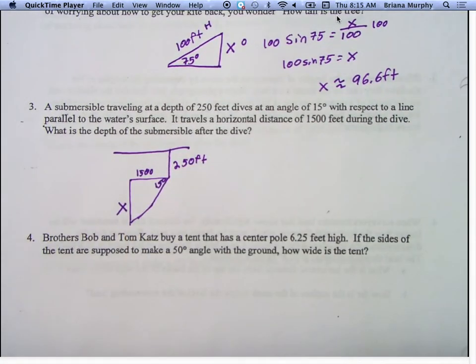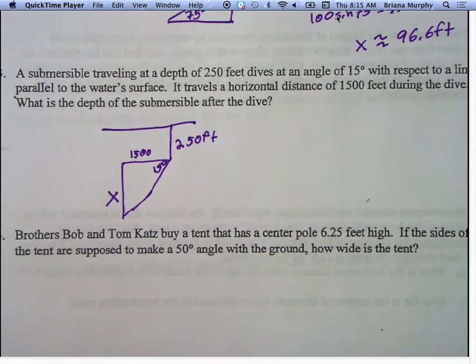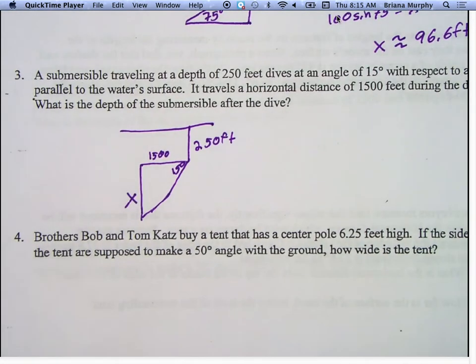Okay, so this one got really weird because we're underwater and we're already under 250 feet. Well, we're underwater, so as long as we say so many feet underneath the water, that's kind of like saying negative. So what we're going to do is figure out what x is, and then whatever it is, we have to add 250 feet to it, right? Because we were already 250 feet under when we went at a 15-degree angle more.